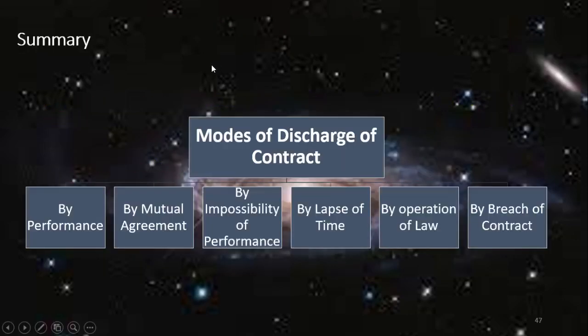So in today's class, we have learned discharge of contract as well as modes of discharge of contract. The modes are by performance, by mutual agreement, by impossibility of performance, by lapse of time, by operation of law, and by breach of contract. By all these methods, we can close or terminate or discharge a contract.